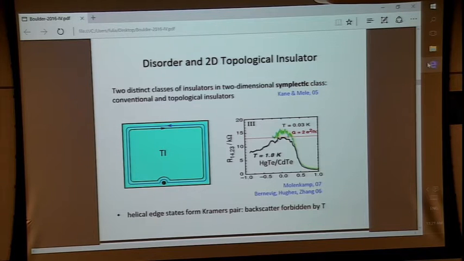of system size. And experimentally, some approximate quantization was seen from the early days in mercury telluride, cadmium telluride quantum wells. Although the quantization is actually poor, far from ideal, and it's still not quite understood what the origin for this is.